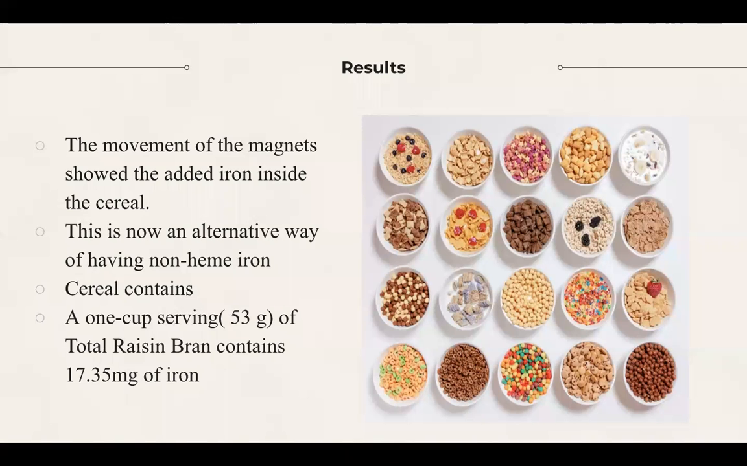Results. The movement of the magnet showed the added iron inside the cereal. This is now an alternative way of having non-heme iron in our day-to-day diet. Cereals contain an abundant amount of fortified iron due to the lack of iron in the US. One cup serving of Total Raisin Bran contains 17.35 milligrams of iron. It is said that now fortified cereal contains 100% of daily intake of iron.